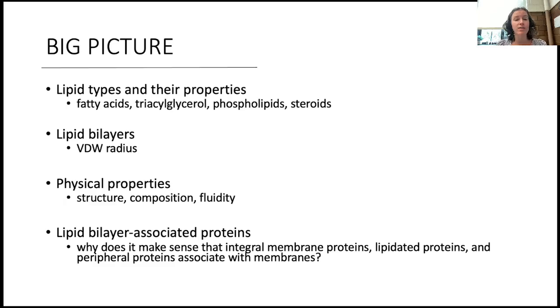We talked about the four types of lipids. Then we transitioned into more structural, functional thinking. What are the shapes of lipids? What does that mean about the function they can perform? And then finally, we talked about the bigger picture of the lipid bilayer and proteins that associate with it.